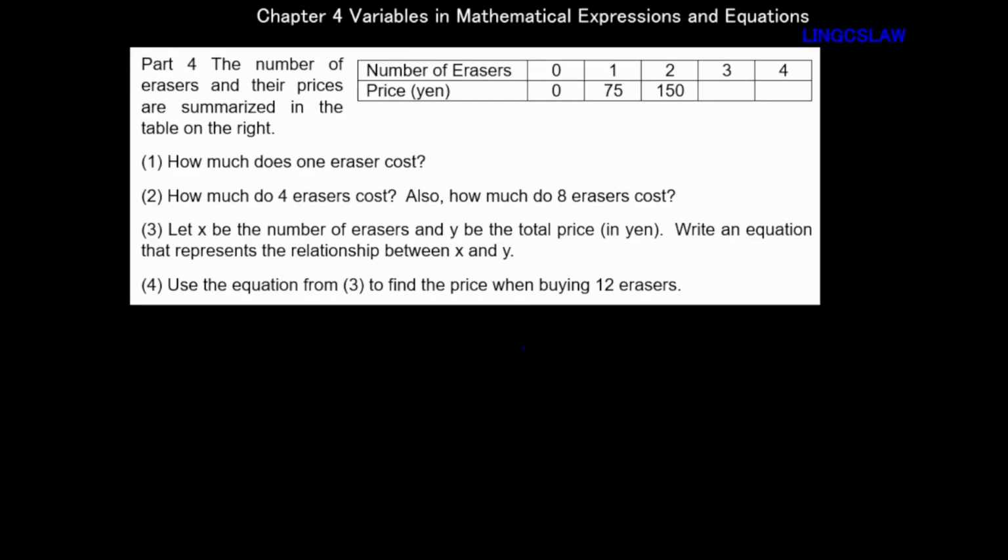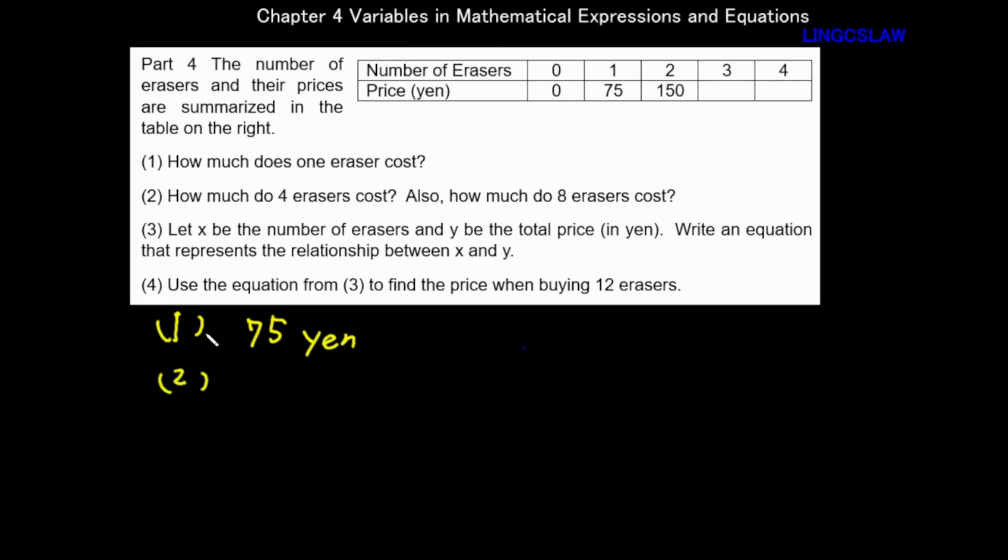Part 4. The number of erasers and their prices are summarized in the table on the right. So look at the table. And the number of erasers. If the number of erasers is 0, price is 0, of course. And 1, 75. 2, 150. So number 1. How much does one eraser cost? So 75 yen.